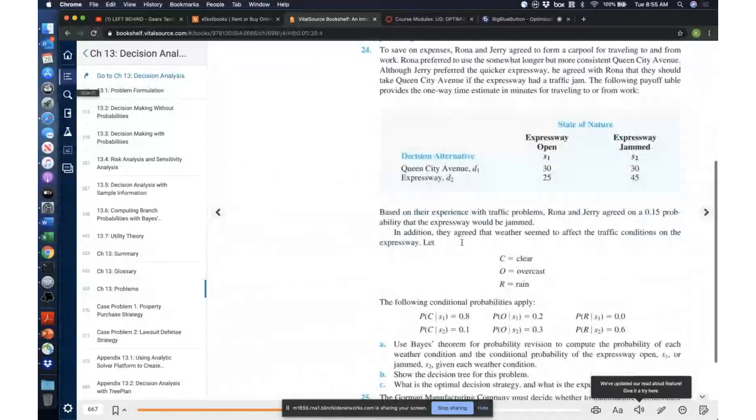Now, one of the reasons I wanted to do that is that it uses some of the Bayes theorem stuff. So I just wanted to go through a problem that actually uses some of the Bayes theorems.